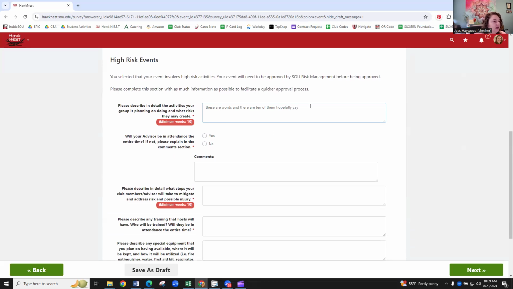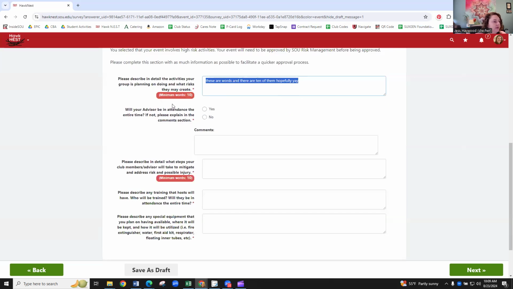Okay. So you need to put in the activities and what risks they include. I am not doing a real form, so I'm just filling out some information. Will your advisor be in attendance the entire time? If not, explain in the comments section. So if there's going to be an effect on your staff, that is going to help us determine what needs to be done. So yes or no, comments.